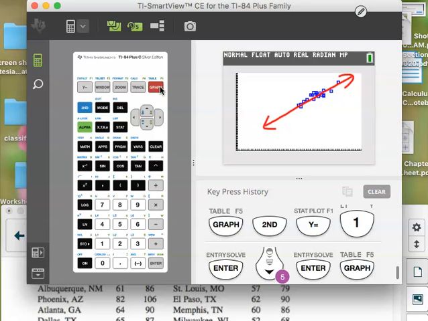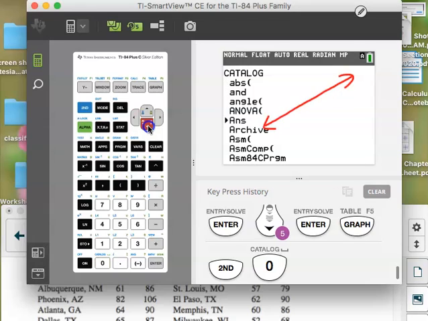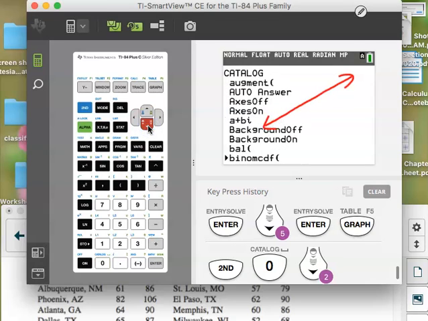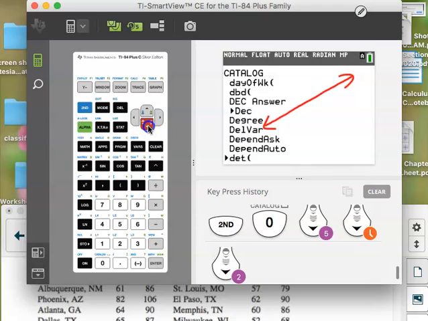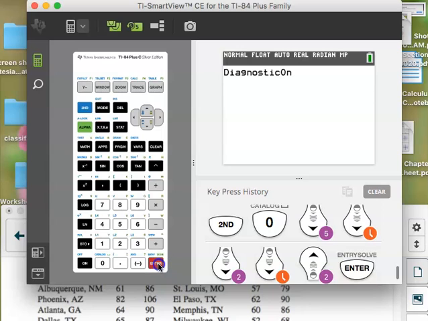So the next thing I need to do is make sure that I have my diagnostics turned on in my calculator so that I will be seeing a correlation coefficient. To do that, we hit second 0, that gives us the catalog. And I'm going to go down until I see diagnostics on. And I have to hit enter twice. I have to select it, and then I have to execute it. So now my diagnostics are on.